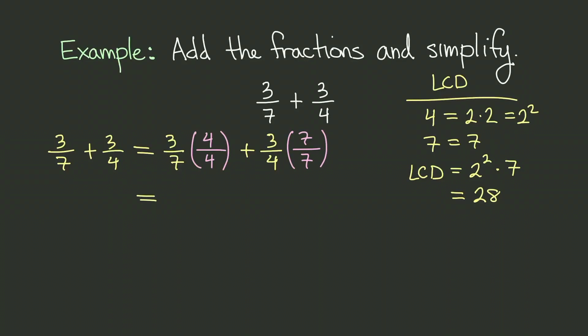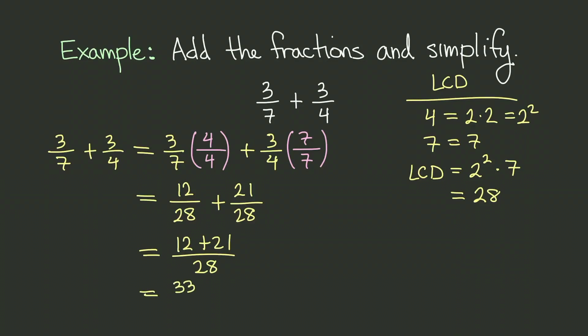And now I have two multiplications that I want to do. I'm actually going to multiply these out. So 3 times 4 is going to be 12, and 7 times 4 is going to be 28. 3 times 7 is 21. 7 times 4 again is 28. So now we've reduced to the case where we have the same denominator. So we'll just add straight across the top. 12 plus 21 over 28. That's going to give us 33 over 28.